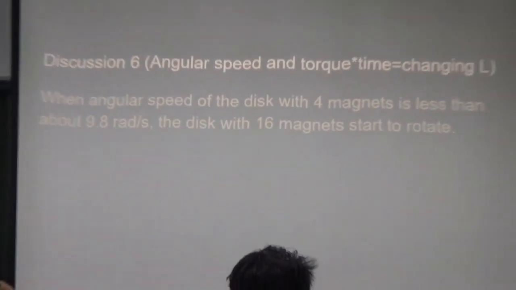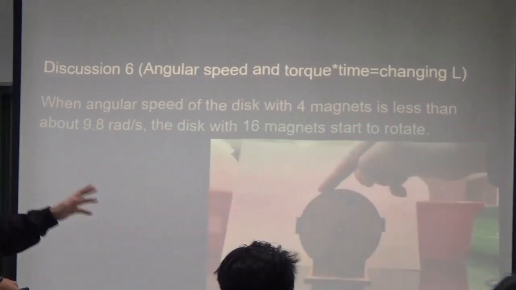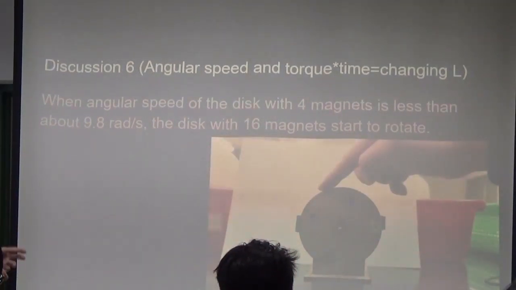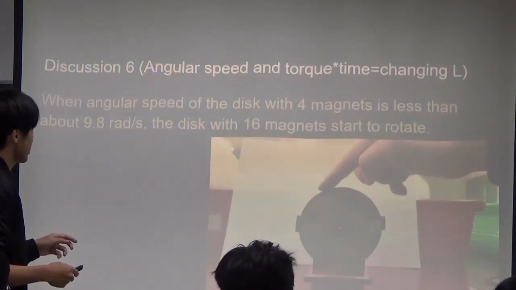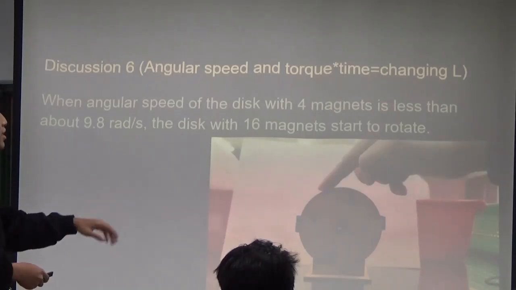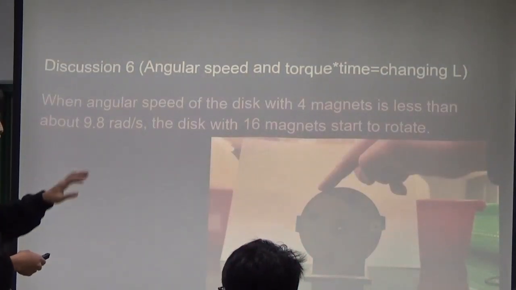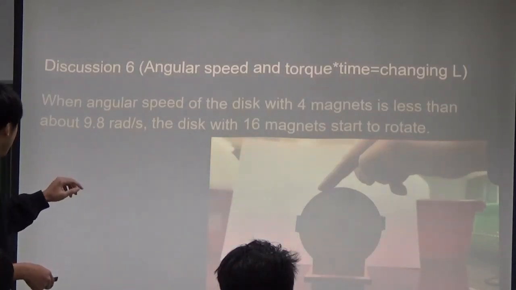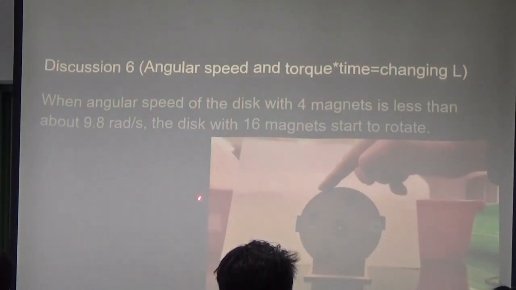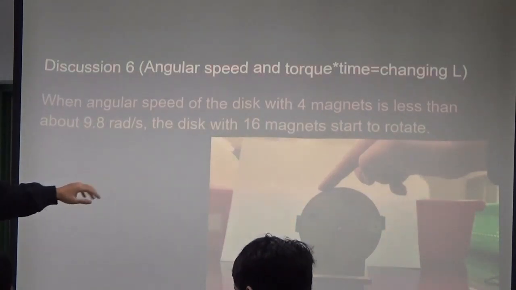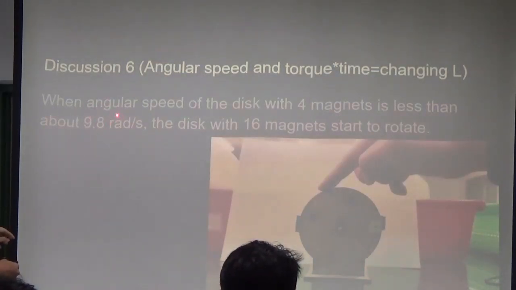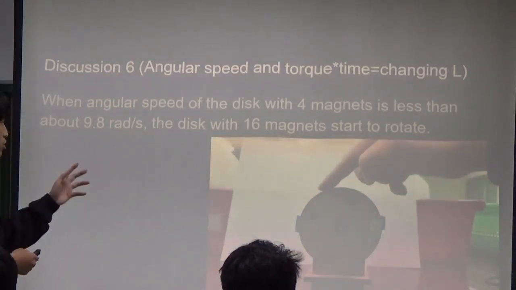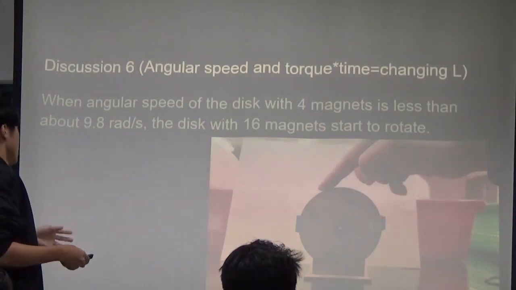In discussion 6, when the angular speed of the disk with 4 magnets is less than about 9.8 radians per second, the disk with 16 magnets starts to rotate. So I've mentioned that if the rotation speed of the disk with the magnets is too high, the other one will fail to follow the rotation. So we think that if the angular speed is not too high, it will follow the rotation. So we got the actual number of it, which is 9.8 radians per second. We use a tracker to conduct this analysis.